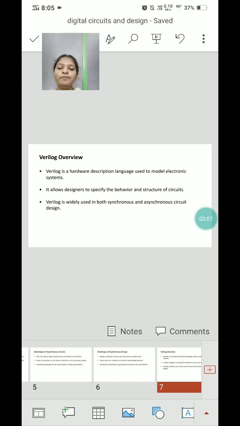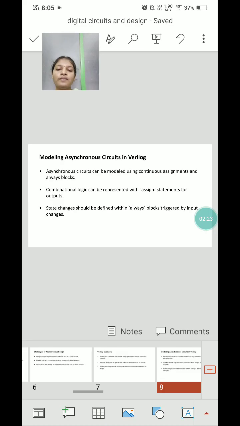Verilog overview. Verilog is a hardware description language used to model electronic systems. It allows designers to specify the behavior and structure of circuits. Verilog is widely used in both synchronous and asynchronous circuit design.